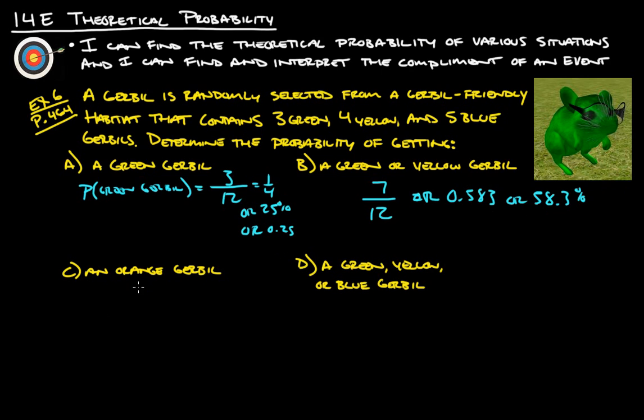Probability of an orange gerbil. Well, let's see. Again, there are 12 total gerbils, and there are no orange gerbils. So 0 or 0% chance, or no chance. All right. Green, yellow, or blue gerbil. Guess what? That's all 12 of them. So 12 out of 12 gives us 1 or 100%. That's gonna happen.